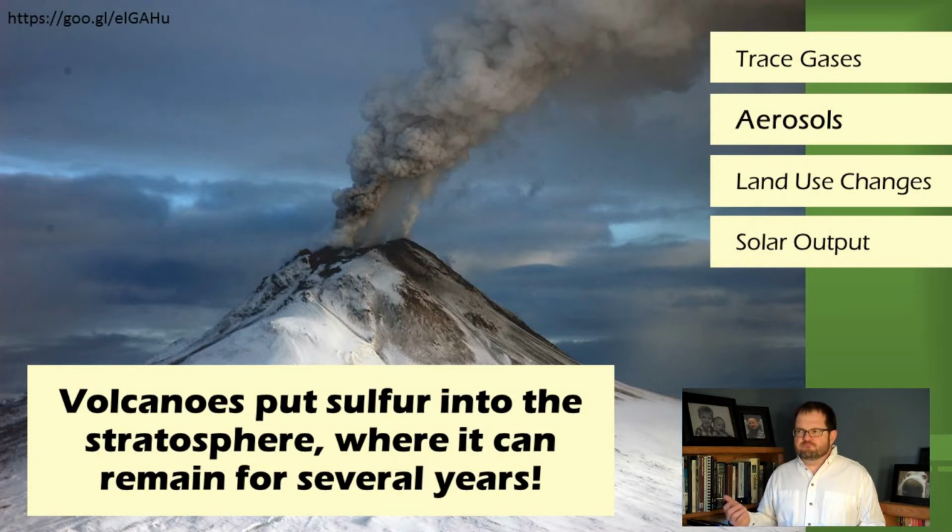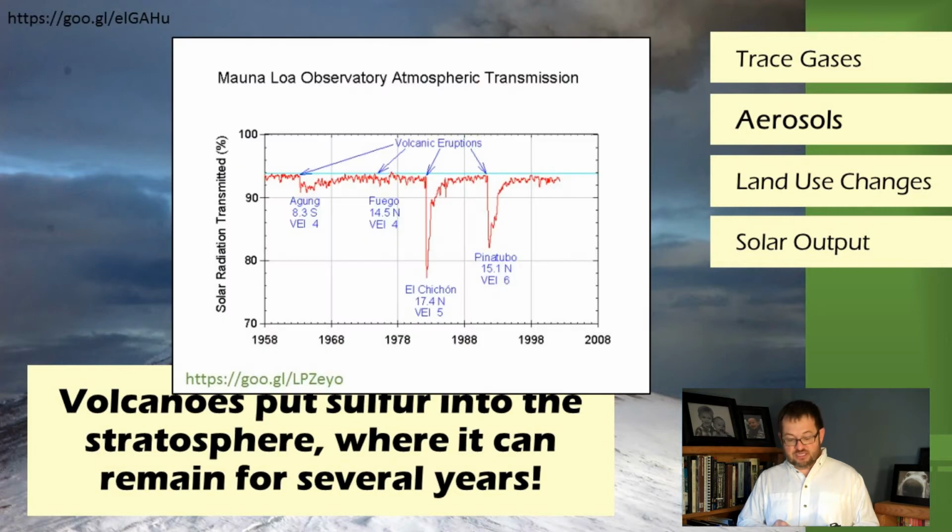Here's the deal. Up in the stratosphere, there's no precipitation. Weather doesn't happen in the stratosphere. So there's really no mechanism to wash that sulfate out of the atmosphere when it gets up into the stratosphere, and it can last there for years.